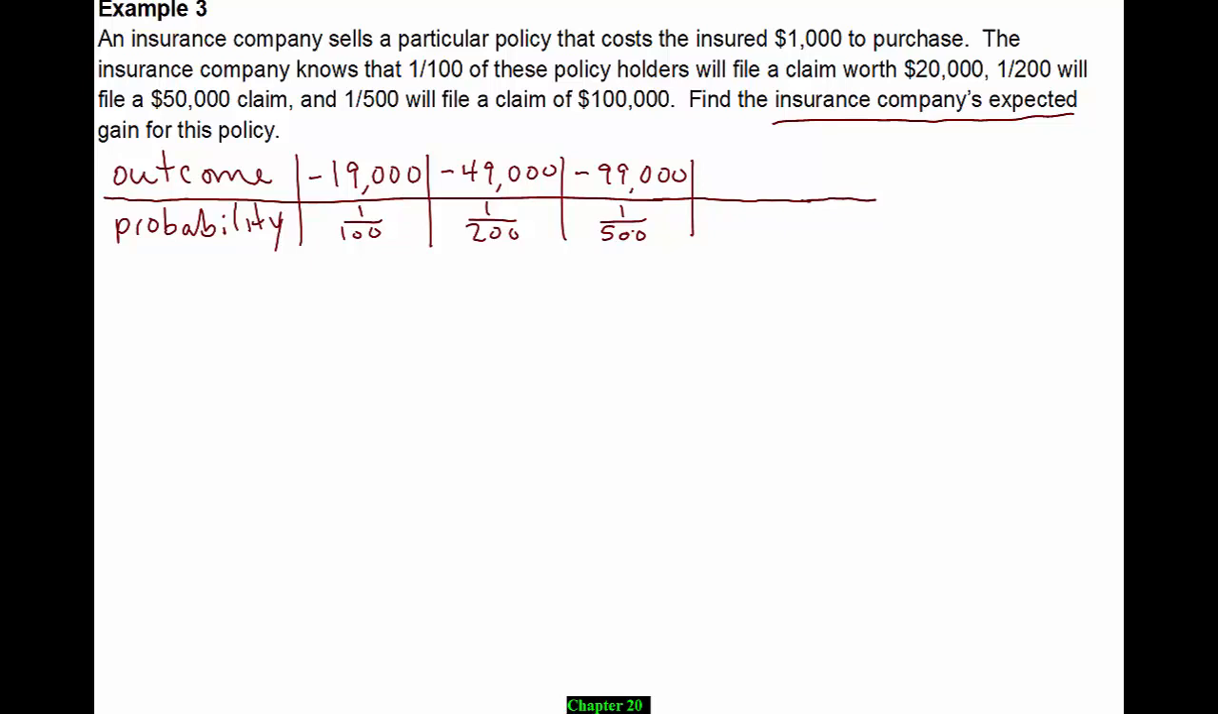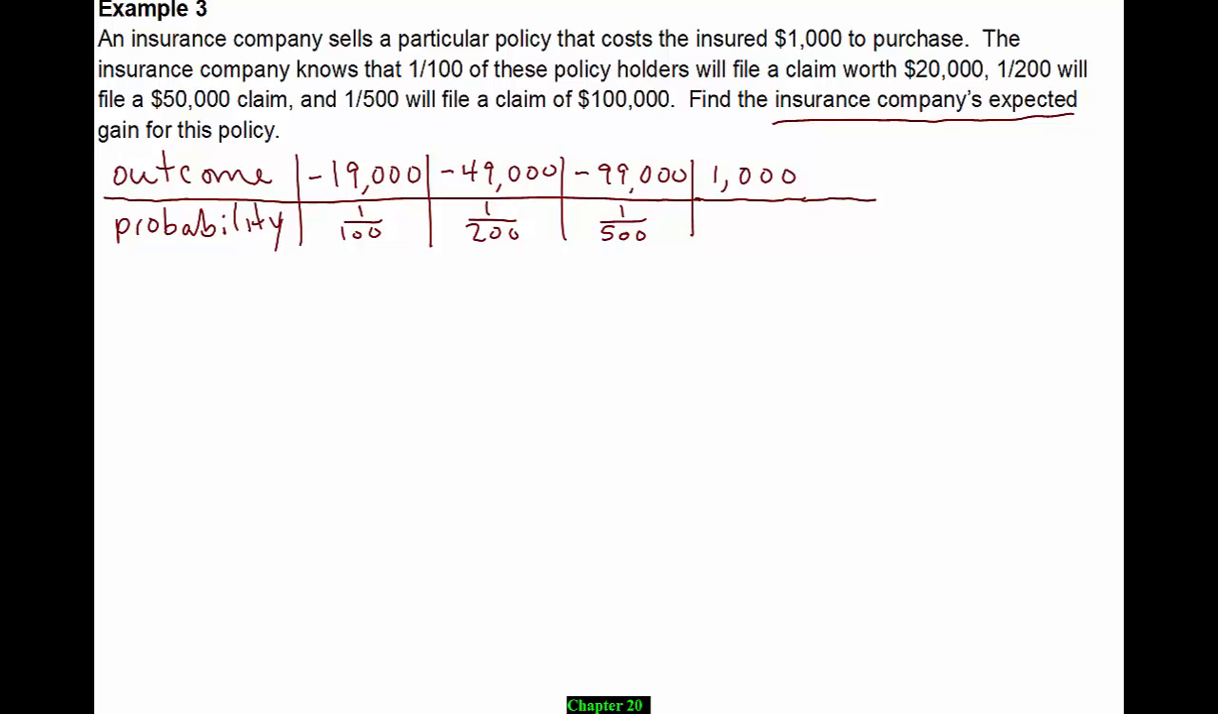And what's the last outcome for them? If they don't pay out any claims. In that case, they come out ahead $1,000 for the people that don't turn in a claim. So, in that case, we need to find the probability of them not paying a claim. Now remember, these probabilities all have to add to 1.